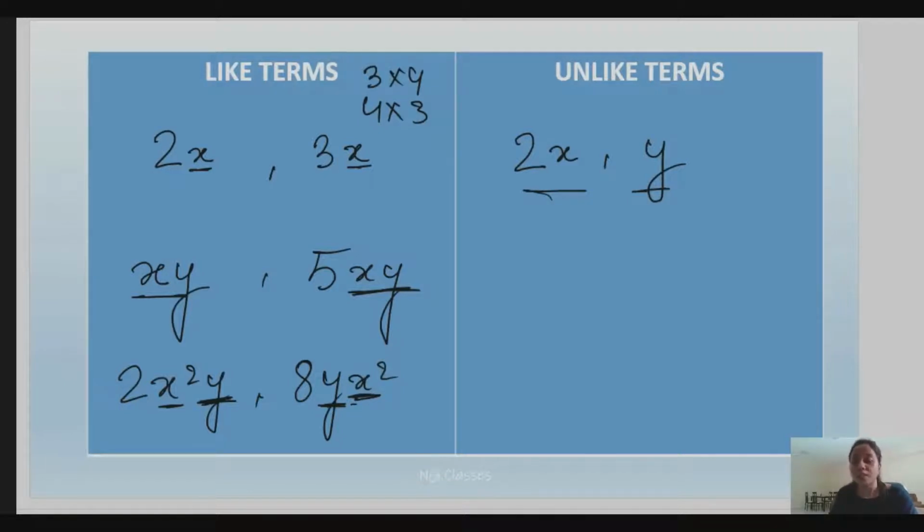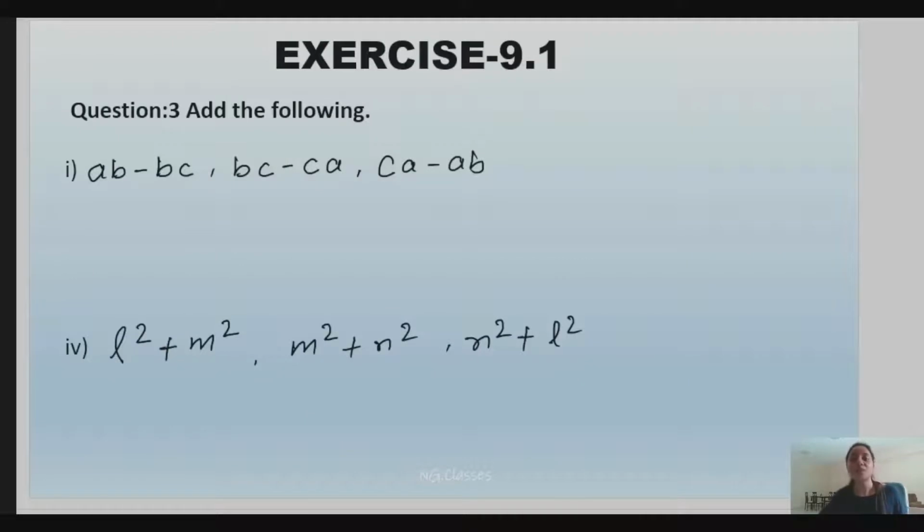If I am taking another example, that is 7x square y and 5y square x. Now check whether these two are like terms or not. So here the variable x contains power 2. For the next term, the variable x contains power 1. Here only we can say these two are not like terms. Okay, so let's solve some questions.